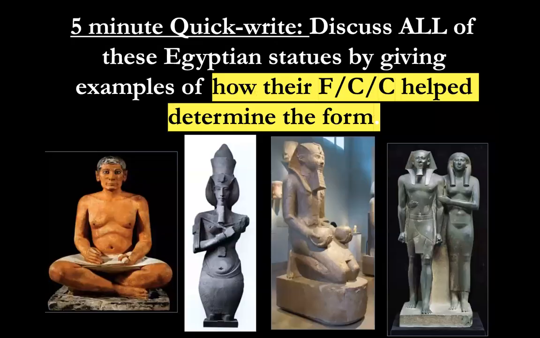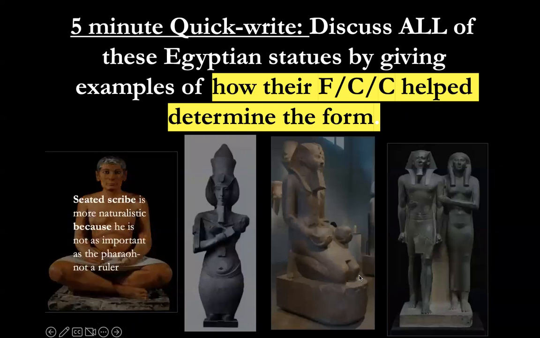All right, again, this is just for a comparison. So this is something we would be doing in class, a 5-minute quick write, discuss all of these Egyptian statues by giving examples of how their form, their function, their context, what's happening at the time, and content, what it's depicting, how did all of that help determine the form? Why are the artists depicting these people the way they look? Why do they look like this? So I have the answers here, but if you want to pause it, think about it, you can.